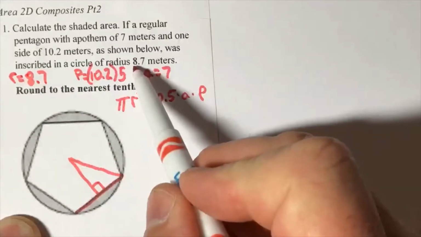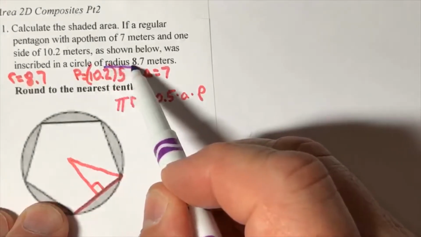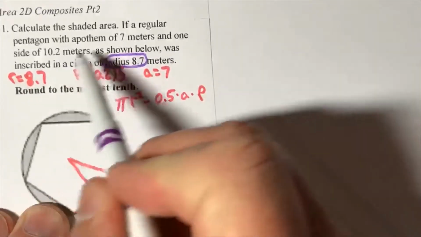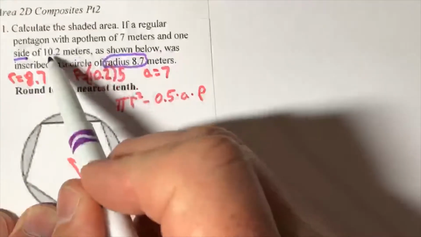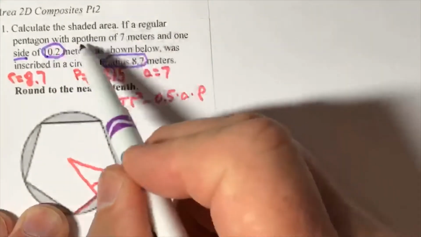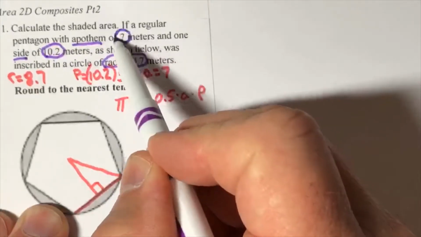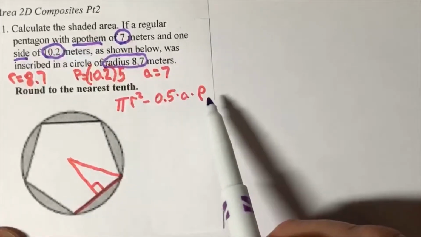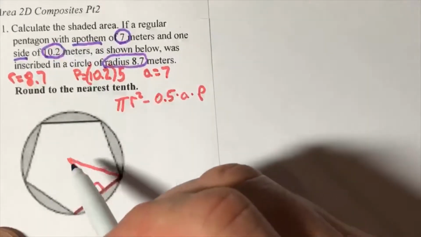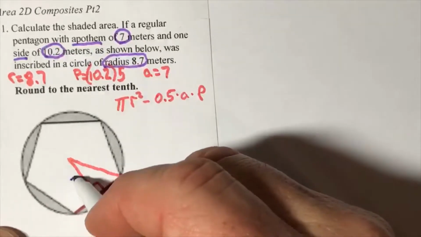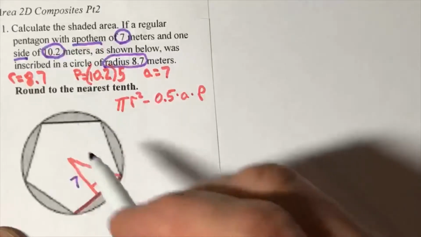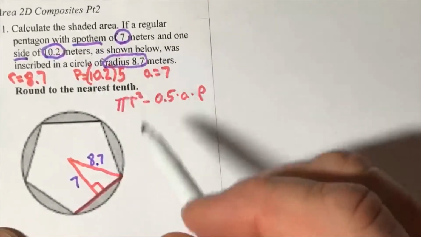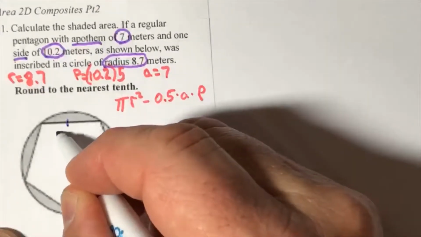Okay, we know the radius, underlining or circling these important terms that are in the reading, and that we had one side here of 10.2, and then the apothem here is 7. Those three things were needed because these formulas are requiring the radius, the apothem, and the perimeter. And then when you look at this, the apothem is 7, we put that here. We know that the radius is 8.7, that goes over here. And we know that one side is 10.2.